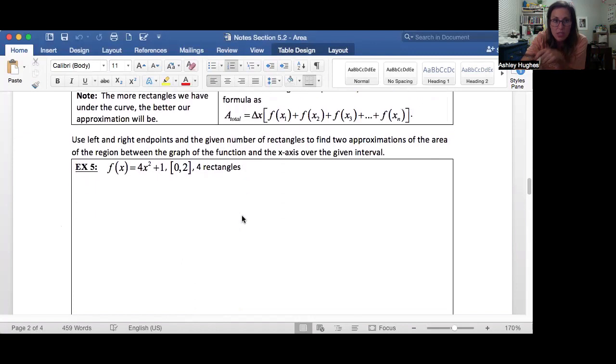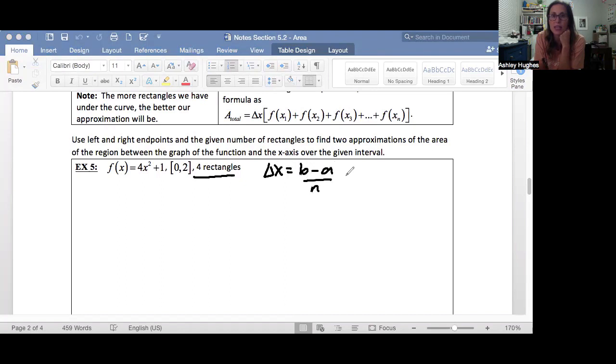So now it says we're going to try to use left and right hand endpoints to figure out what the area is under this curve. So if I'm using 4 rectangles, I'm going to say delta x is equal to b minus a divided by n. So 2 minus 0 divided by how many rectangles? 4. So the width of each rectangle is 2/4 or 1/2.